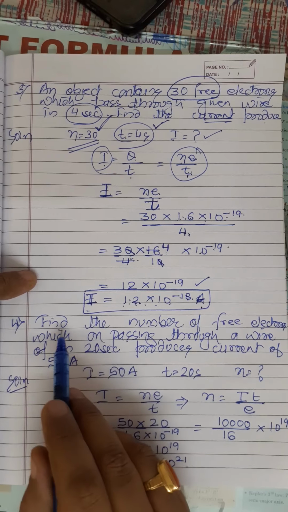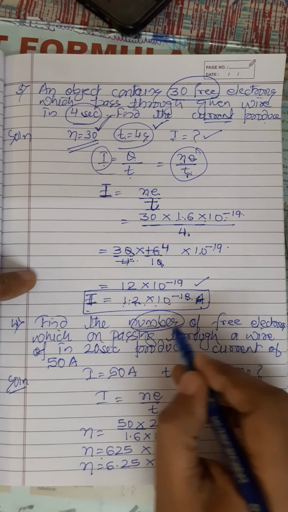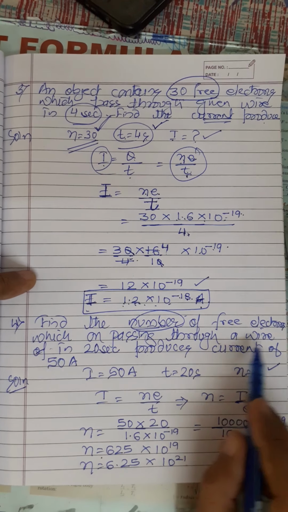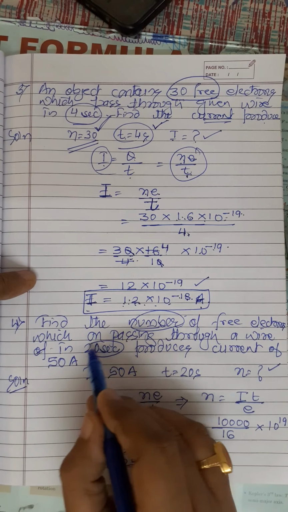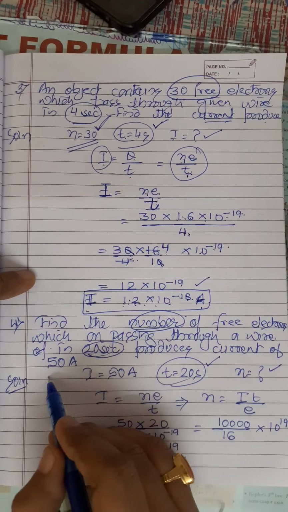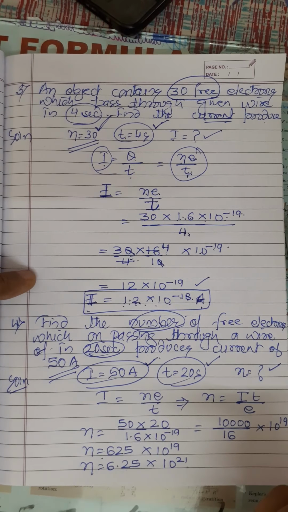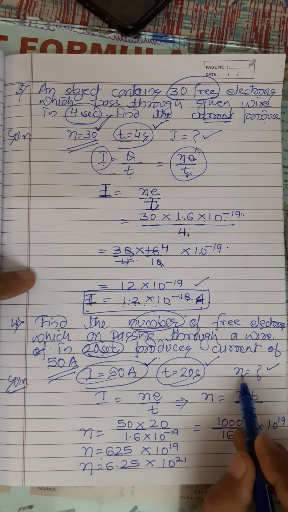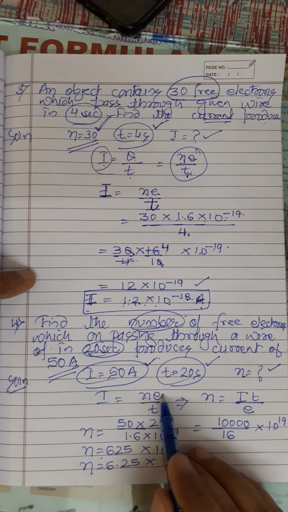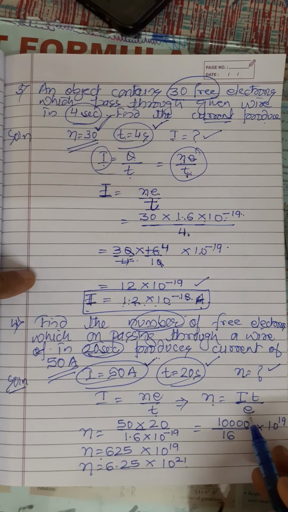Now the next one is find the number of free electrons. So we have to find the number of free electrons which, on passing through a wire in 20 seconds, produce a current of 50 amperes. Time is 20 seconds, current is 50 amperes. So you need to get the value of N, T and I are given. So we have the formula I is NE by T. N will be IT by E.